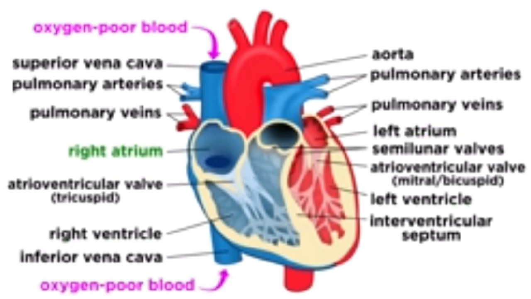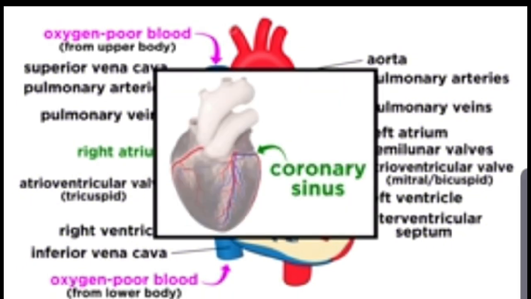Oxygen-poor blood enters the right atrium through 3 different veins. The superior vena cava delivers blood from upper parts of the body. The inferior vena cava delivers blood from lower parts of the body. And the coronary sinus collects blood draining from the myocardium.